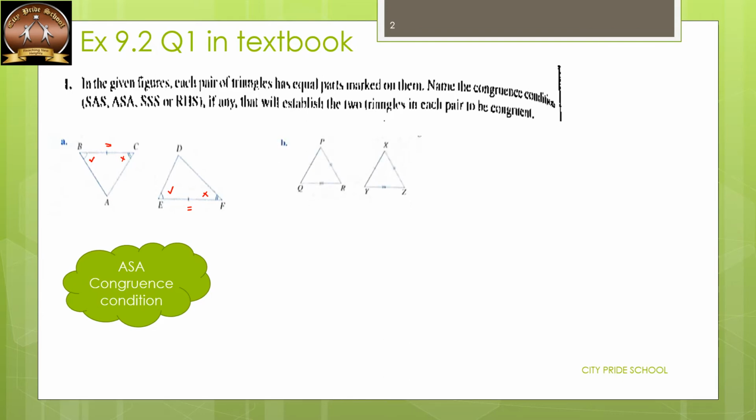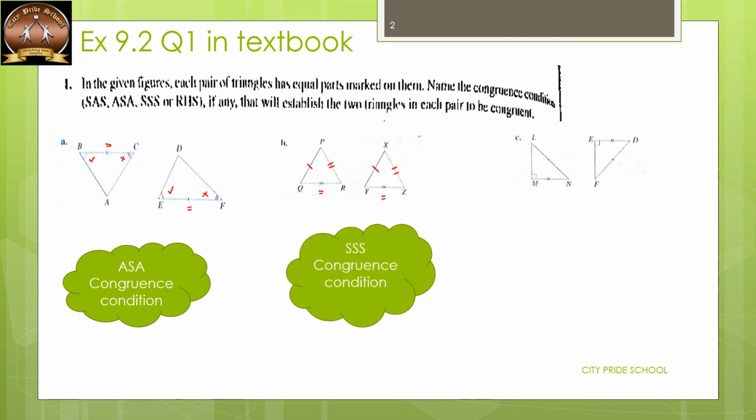Here you can see side PQ is equal to side XY, side PR is equal to side XZ, and the third side QR is equal to YZ. So these two triangles will be congruent by SSS congruence test. So next, let us come to the next one.